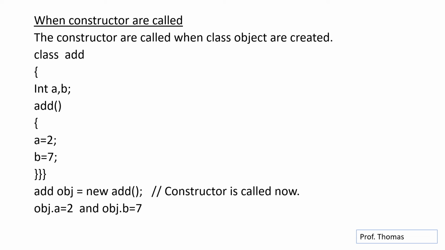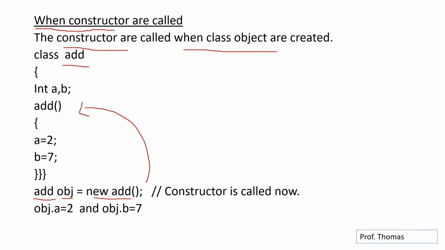Normally, we call a method explicitly, but the constructor is called when we create a class object. In this example, class add, we just create the class object. When we create the class object, it automatically, implicitly calls the constructor.